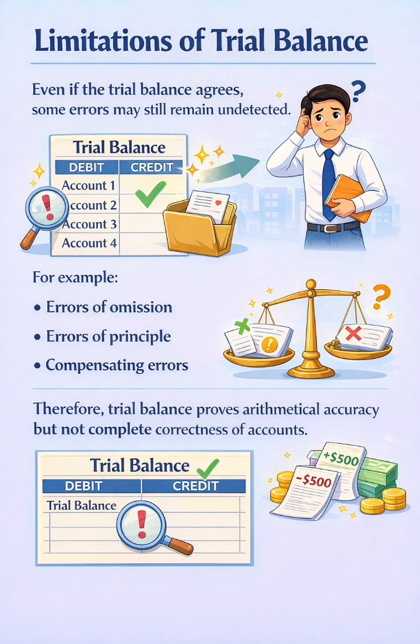Limitations of trial balance. Even if the trial balance agrees, some errors may still remain undetected. For example, errors of omission, errors of principle, compensating errors. Therefore, trial balance proves arithmetical accuracy but not complete correctness of accounts.